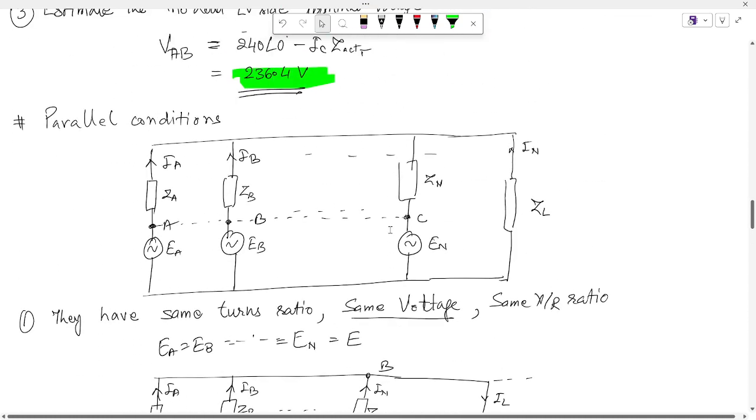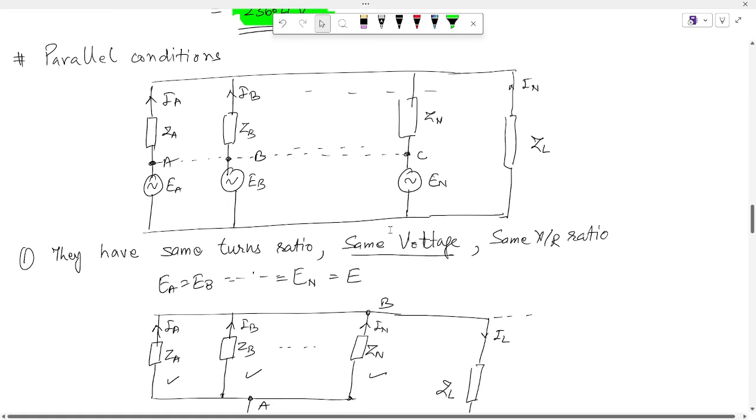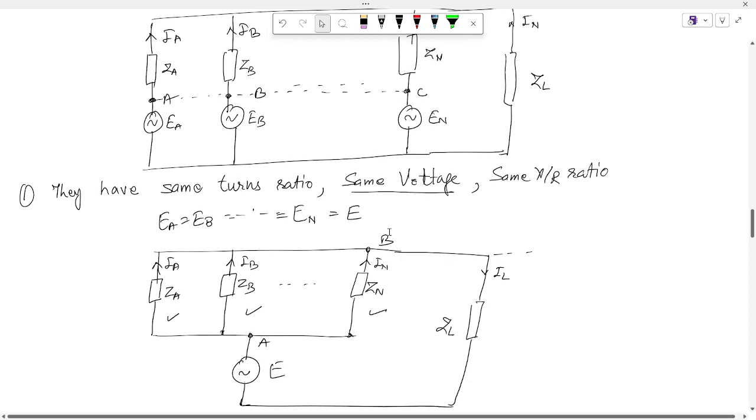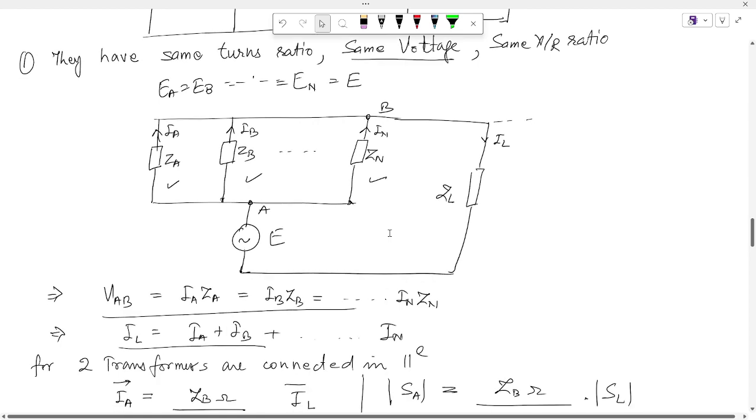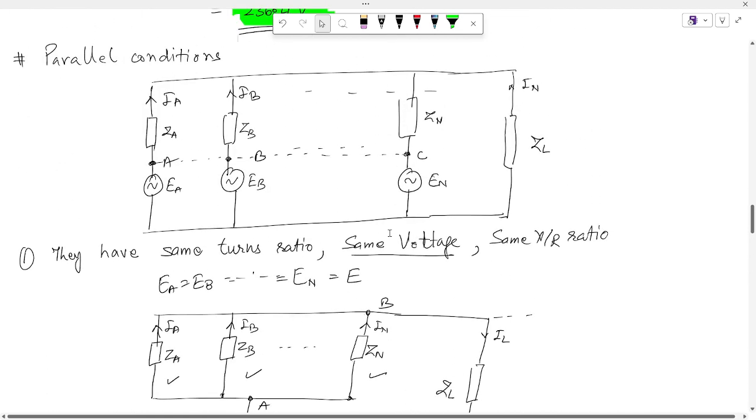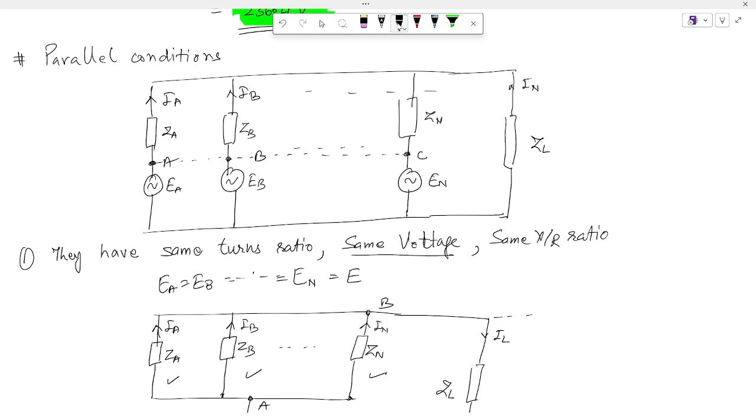So in parallel operation of transformers, we have two conditions. Let us say that the transformers have the same turns ratio, same voltage ratings, same X by R ratio. In that case, when transformers are paralleled, we can simply say that the transformer with the least value of per unit impedance will reach its full loading first, or will share the maximum load, inversely related to their impedance on per unit.